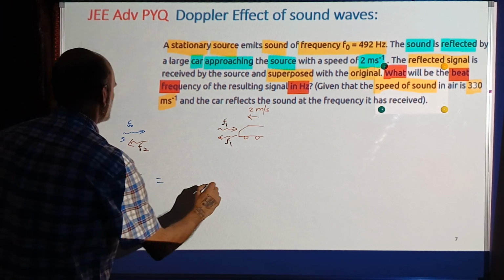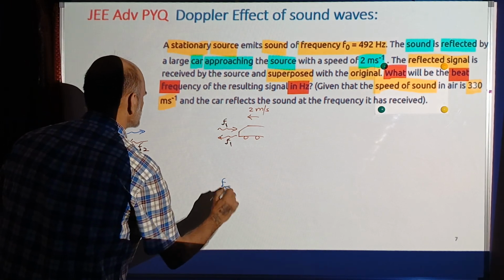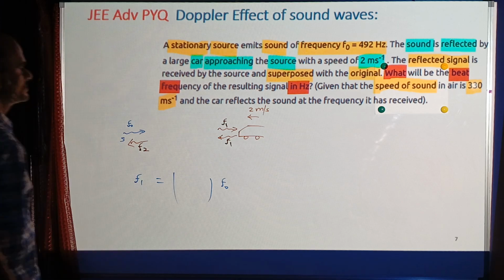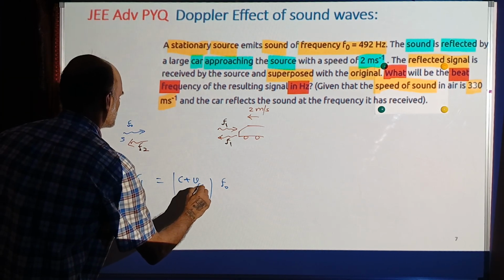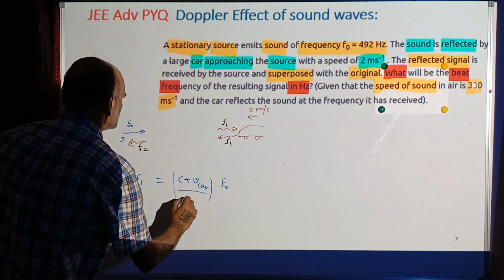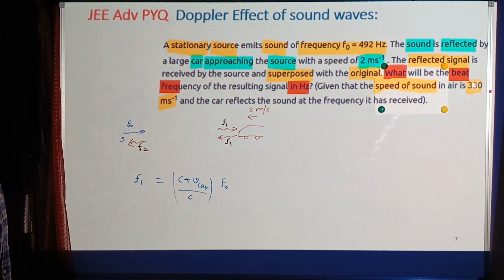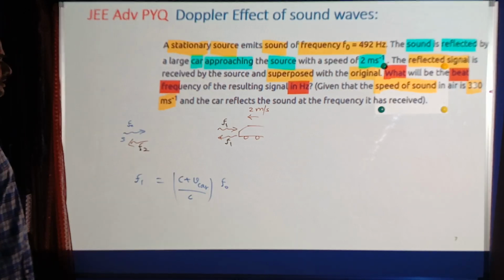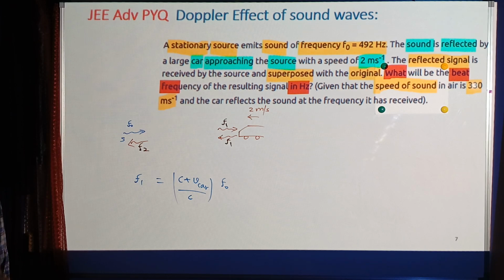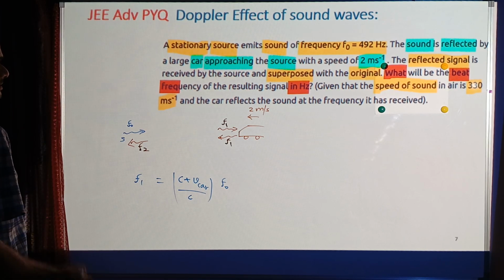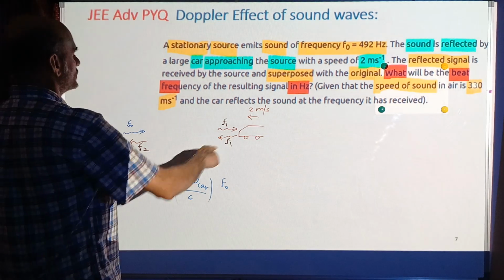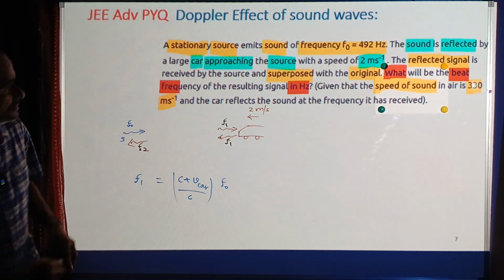F1 will be different from the source frequency because the observer is moving towards it. So it will be (C plus velocity of the car) divided by C, with the source velocity being stationary. So this is F1, and C is the velocity of sound in air. And this F2 is related to F1 again by the Doppler formula.